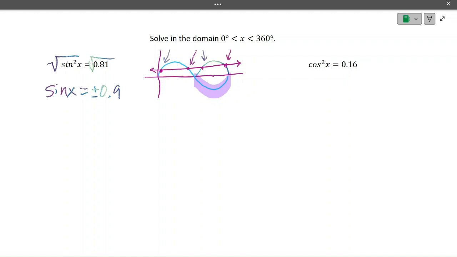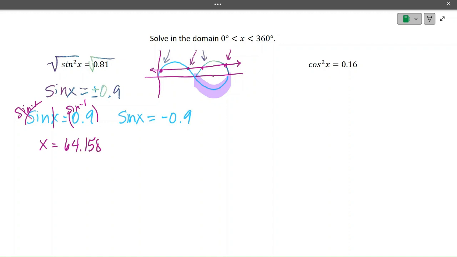At this point, I'm going to split my equations into 2. I'm going to have sine of x equals positive 0.9 and sine of x equals negative 0.9. And then we're just going to solve like we normally do. I'm going to take the arc sine of both sides. The arc sine leaves me with x, and the inverse sine of 0.9 gives me 64.158 degrees. That is one solution. I'm going to just put a point here. That's this solution right here.